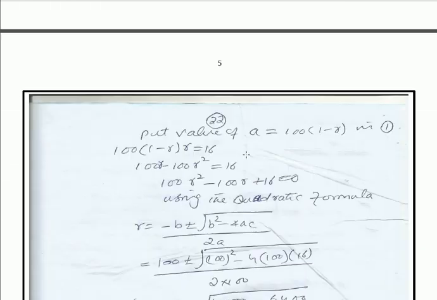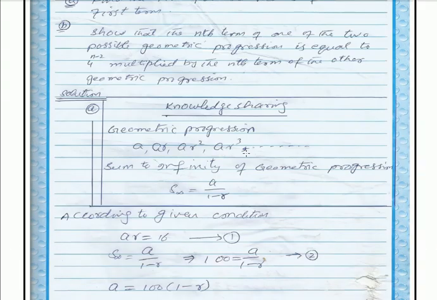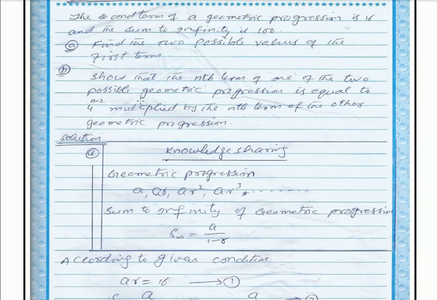For part B, show that the nth term of one of the two possible geometric progressions is equal to 4 raised to the power n minus 2 multiplied by the nth term of the other geometric progression. So for the solution of part B, we shall show that, according to this condition, we have 4 raised to the power n minus 2.